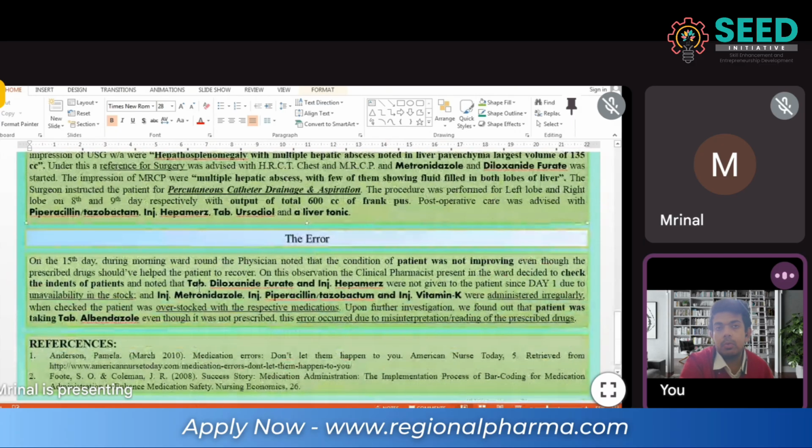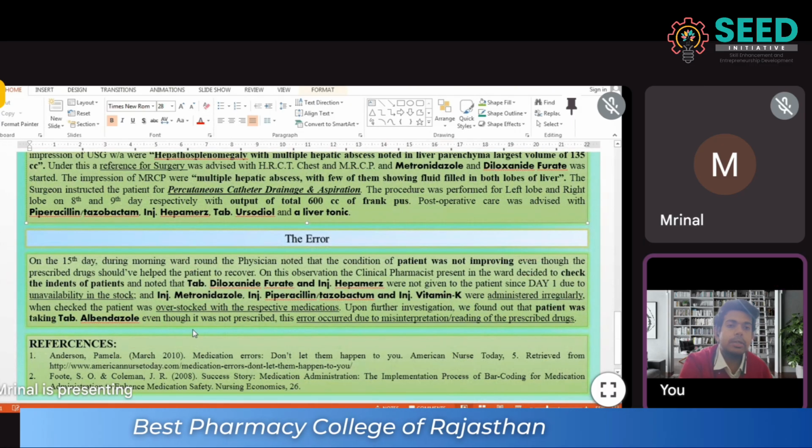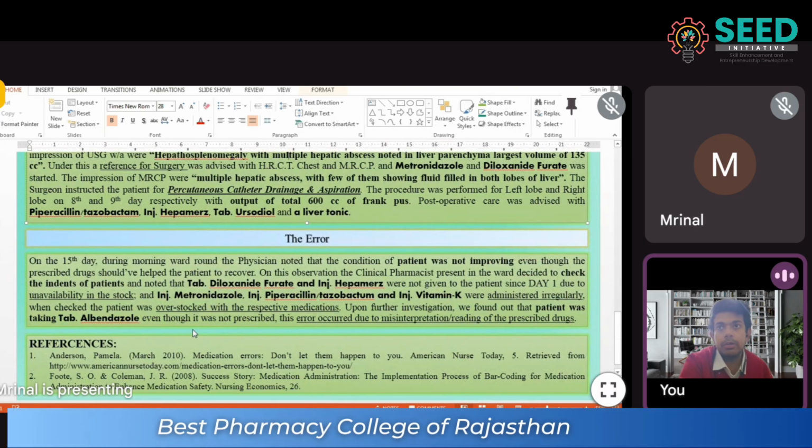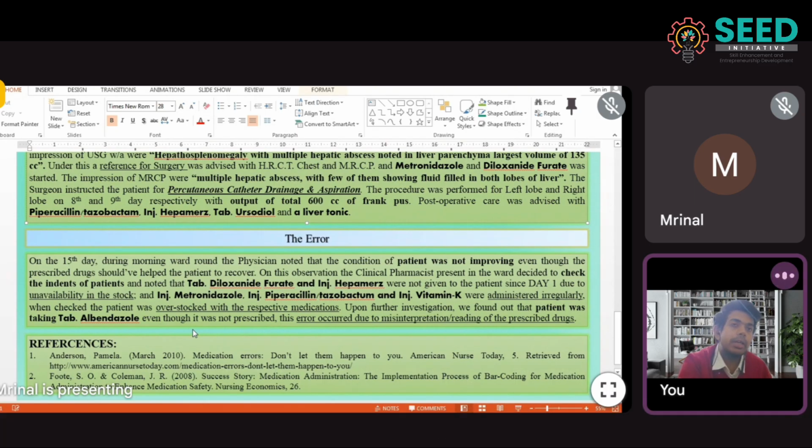This was the case, but what was the error that occurred and how was the error rectified? On the 15th day, during the morning round visit, the physician noted the patient was not improving, even though the prescribed drugs should have helped the patient recover. On this observation, the clinical pharmacist present in the ward decided to check the patient's records and noted that the tablet diloxanide furoate and injection hepamers had not been given since day 1 due to the unavailability of stock.